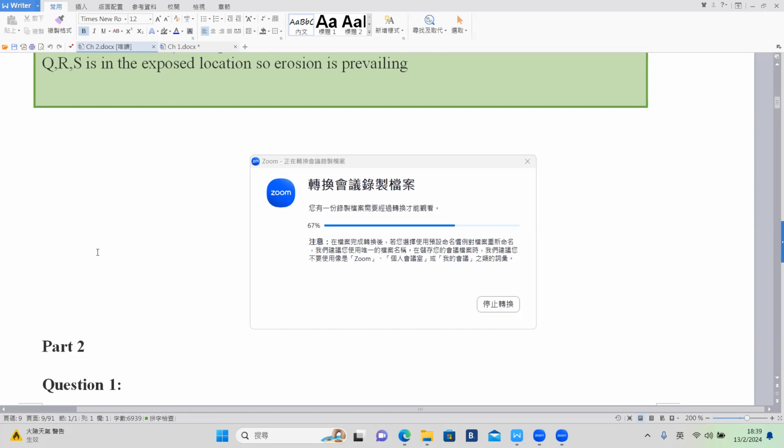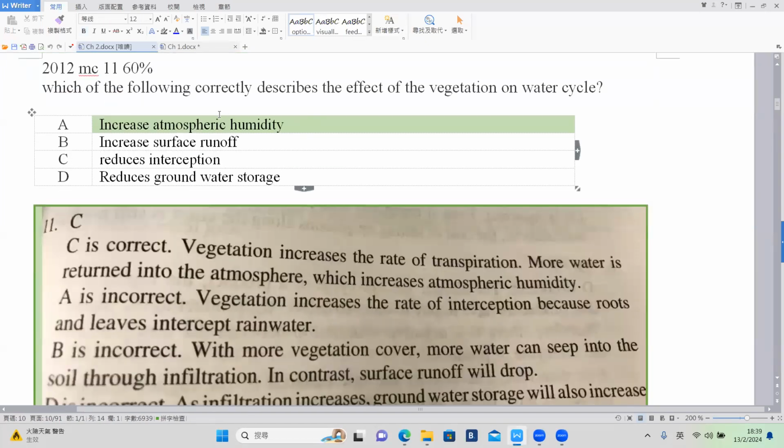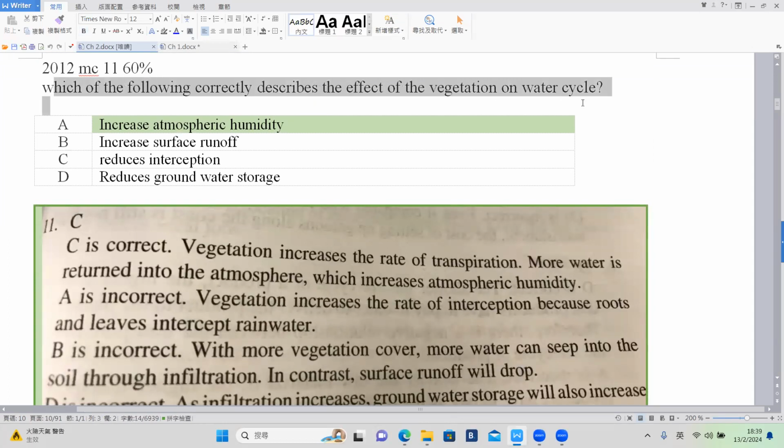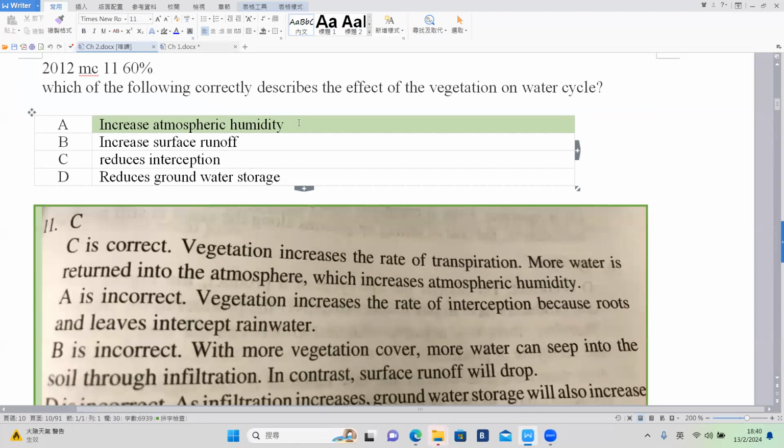Hello, this is part 2 of the CP2 MC, okay? 2012 MC DSE, okay? Which of the following correctly describe the vegetation of the water cycle? It can increase the atmospheric humidity. If we are having more trees, more infiltration, more interception, and more transpiration. Although transpiration is not really going to hold the humidity, somehow it's going to emit the moisture relatively closer to the ground area, then A is correct.